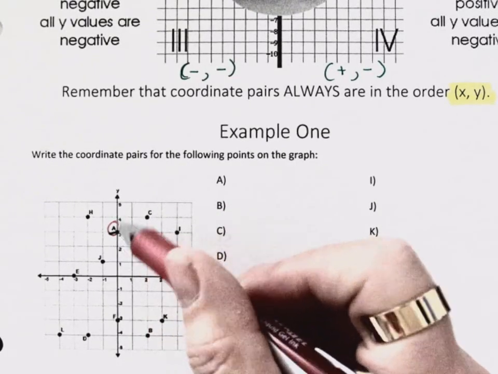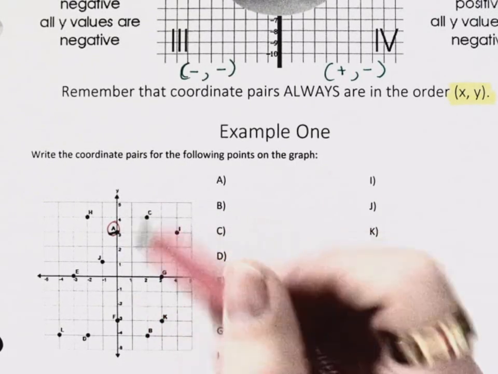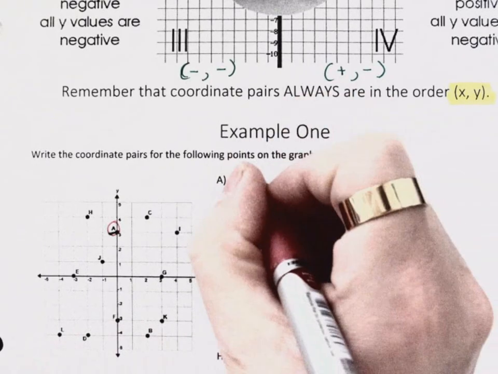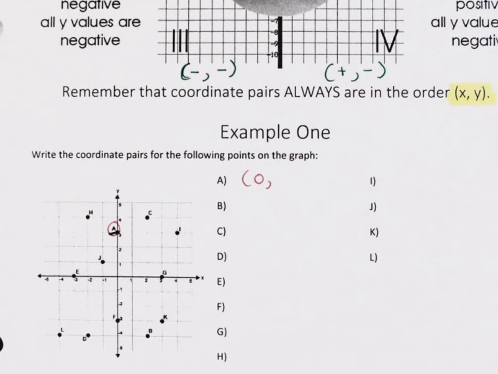Okay, so A is right on this y-axis. So I'm looking for, I always start at the origin. How far right or how far left did I go? Well, I didn't move. I'm still stuck at this spot. I didn't move left or right. So we would say that our x value is 0.